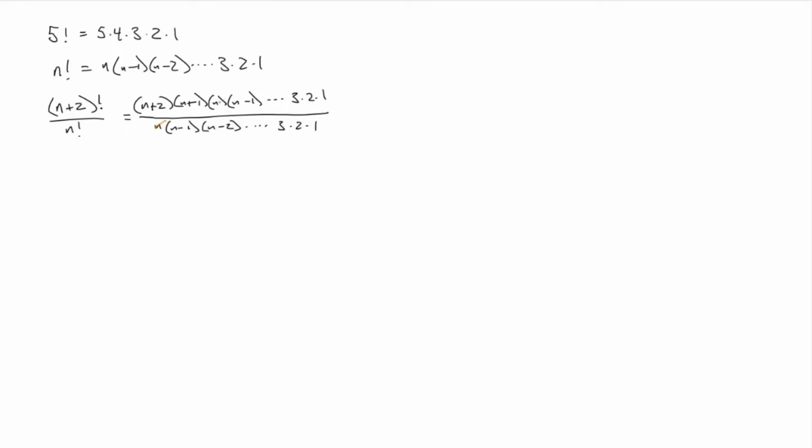Both the numerator and the denominator have a factor of n, and of n minus 1, and of n minus 2, and in fact of all the terms, all the way down to the 3's and the 2's and the 1's, so that n plus 2 factorial over n factorial simplifies to n plus 2 times n plus 1. And another way to look at this is that n plus 2 factorial is n plus 2 times n plus 1 times n factorial. And so the n factorials in the numerator and the denominator cancel, and you get the same answer that we did above, that this expression simplifies into n plus 2 times n plus 1.